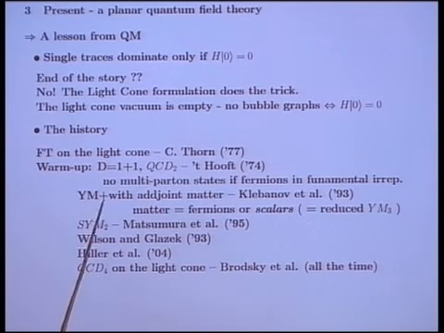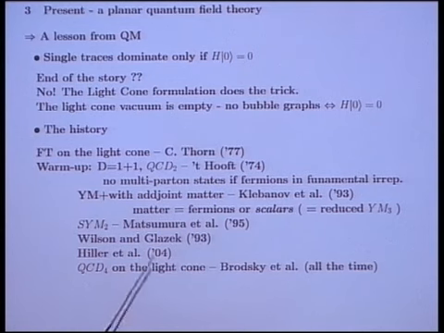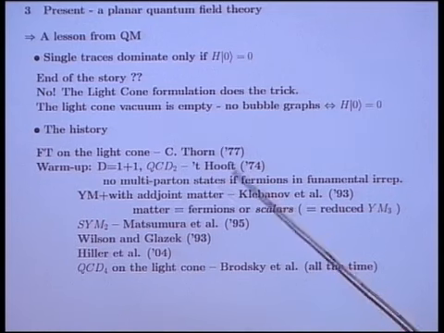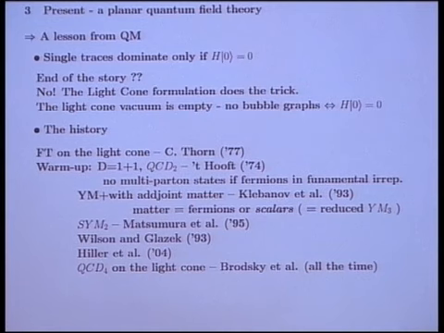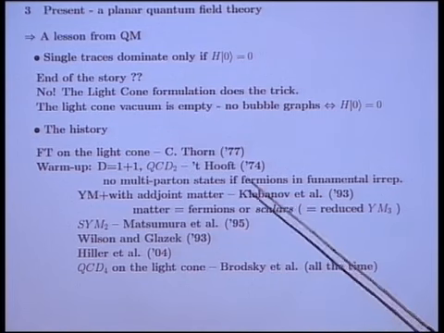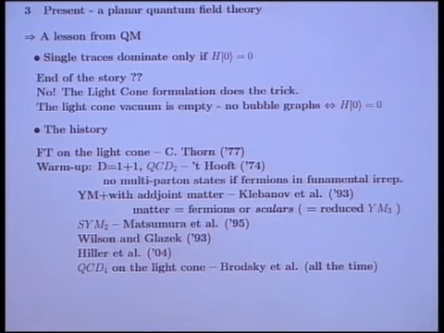So for that reason, people generalized this, and they wondered about Yang-Mills with adjoint matter, and this matter was either scalar, and then you can think about it as reduced Yang-Mills from 3 dimensions, or fermion, just no supersymmetry, just fermions in the adjoint representation. And then later on, people actually made supersymmetric models from this. And then in 4 dimensions, the light cone was pushed by Wilson and Wosiek and Hiller et al. And Stan Brodsky, as we know, is doing this all the time.